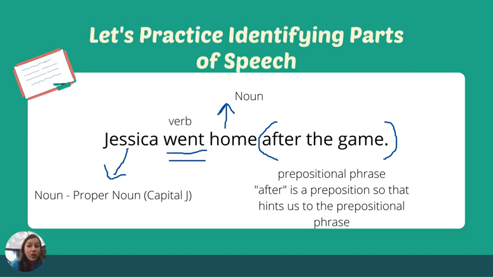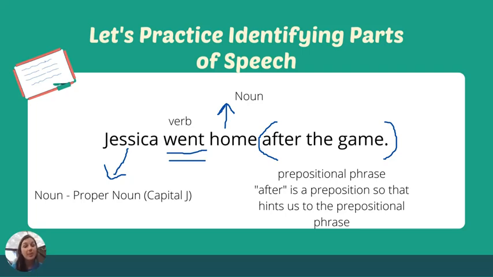And what did she do? Well, she went home. So went is a verb. It's an action verb. And went is actually the past tense of what word? If you said go, you're correct. Home is also a noun. And after the game is a prepositional phrase.